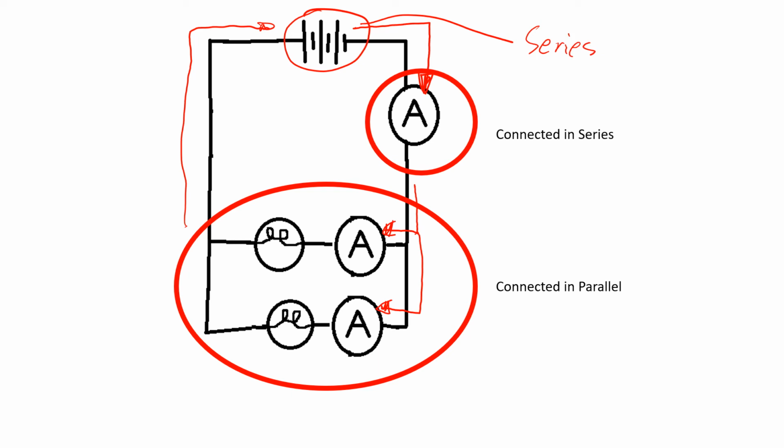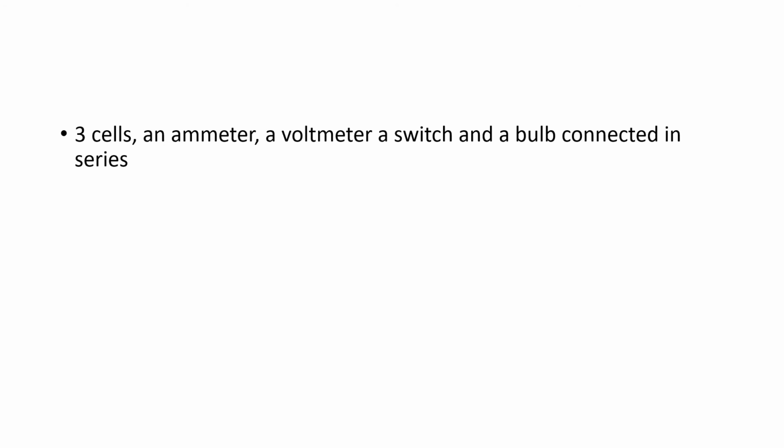So we're going to take a look at some different examples of drawing some of these things, and you can follow along with your notes and see if you can draw it as well. And we'll look at some differences between series and parallel as well. So here we have a question, and the question would be like, please draw this. You have 3 cells, an ammeter, a voltmeter, a switch, and a bulb all connected in series.